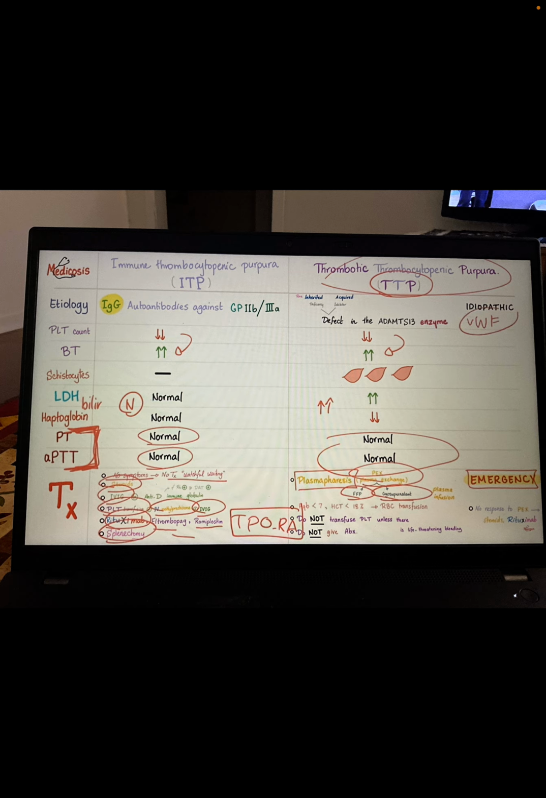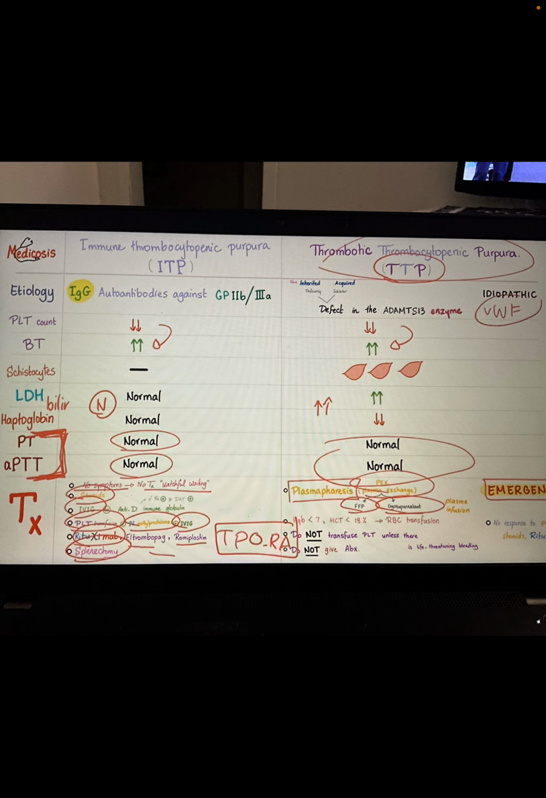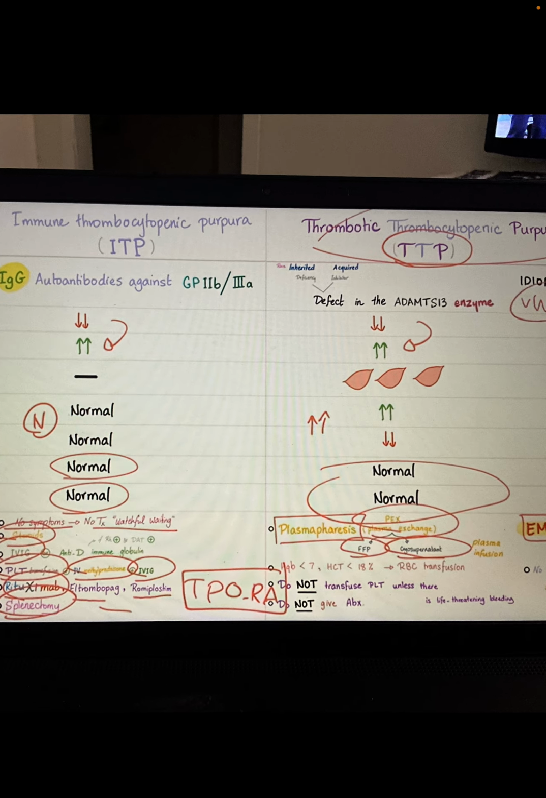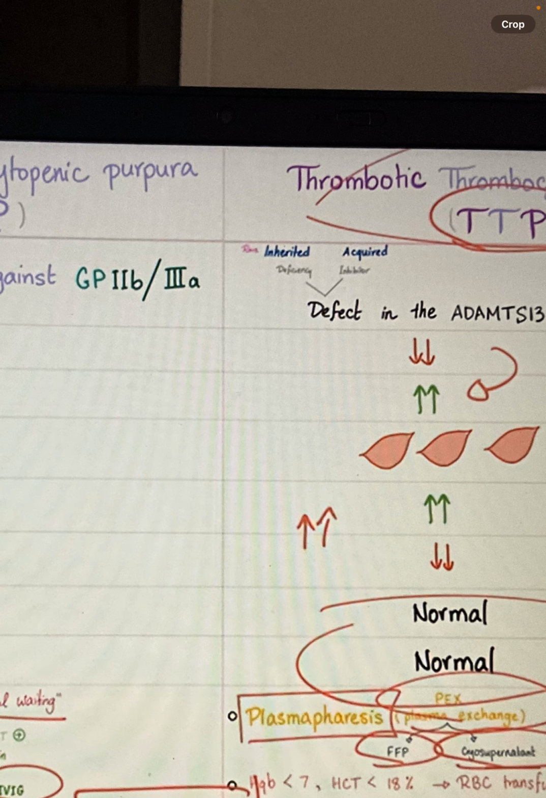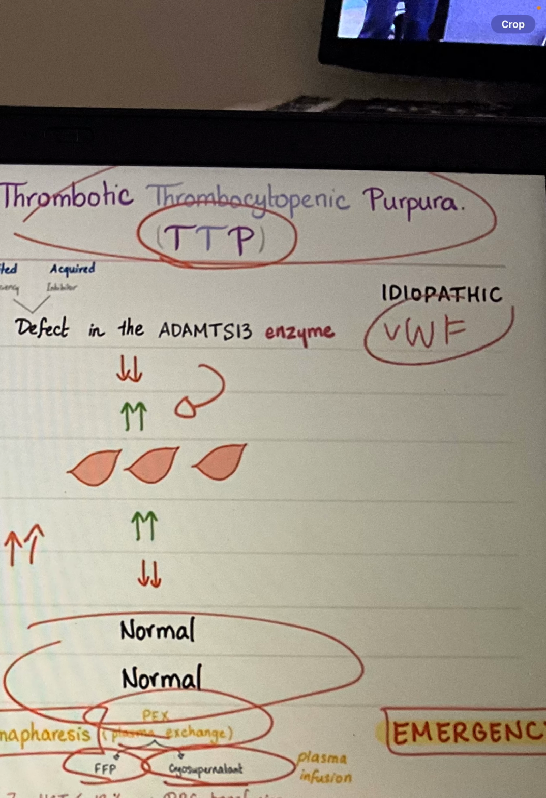ITP and TTP. We are going to compare ITP and TTP. ITP is basically, the etiology is that there are autoantibodies against the platelets, especially the platelet receptor glycoprotein 2B3A. These are IgG antibodies. But in TTP, it could be inherited or acquired. In inherited, there would be deficiency of ADAMTS13, and in acquired, there would be inhibitors.